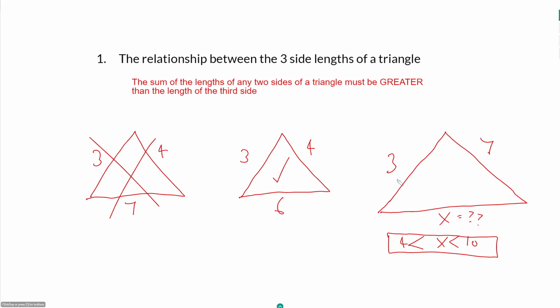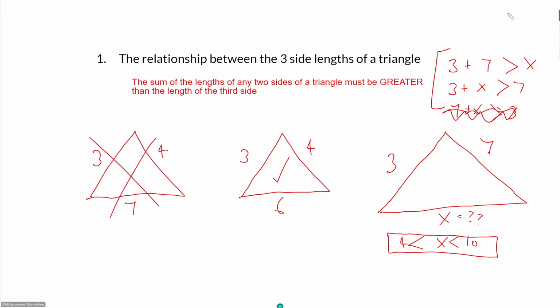So from this triangle, if you know your three sides are 3, 7, and X, well, then you know 3 plus 7 must be greater than X, and you know 3 plus X must be greater than 7, and you also know that 7 plus X is greater than 3. Now, this last guy here is not really relevant, right? Because 7 plus anything is going to be greater than 3, so this doesn't really even tell you anything.